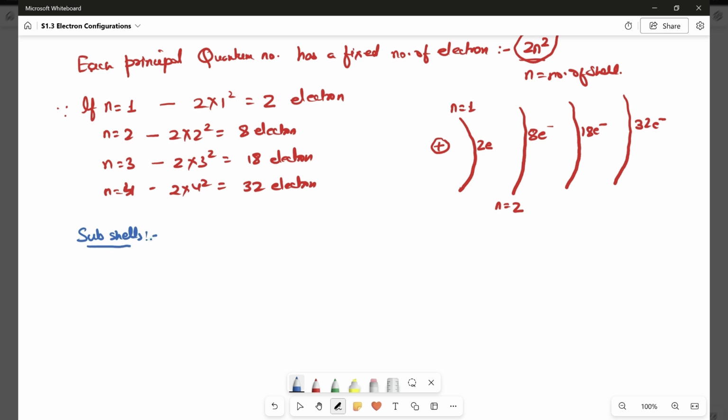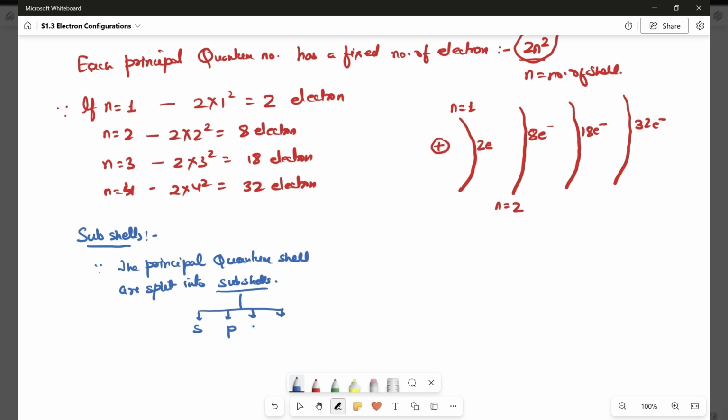So the next concept is subshells. Principal quantum shells are further split into subshells. And when we say subshells, we have four types of subshells.